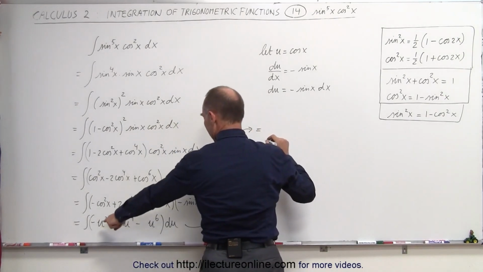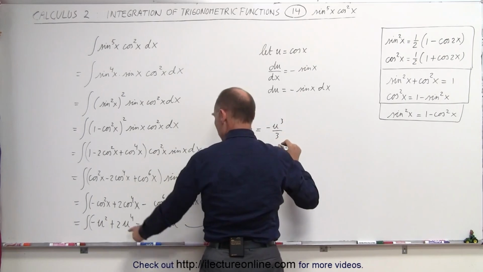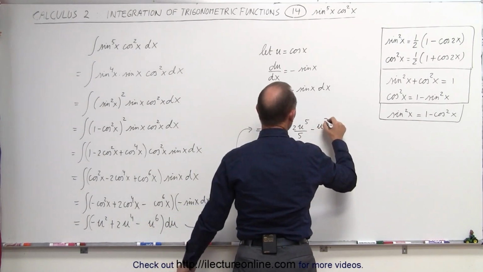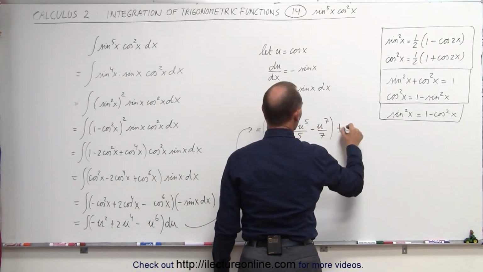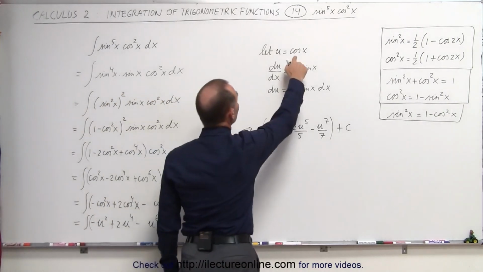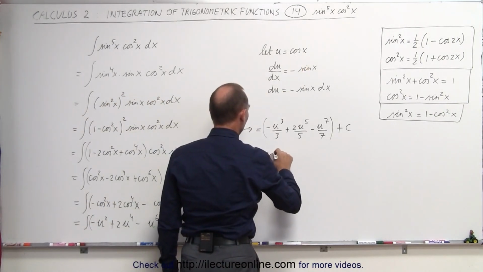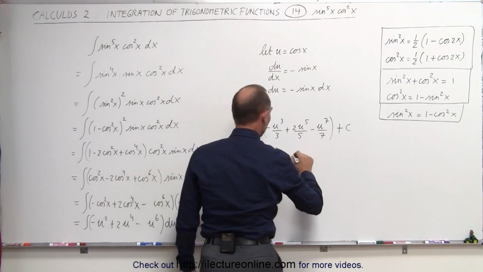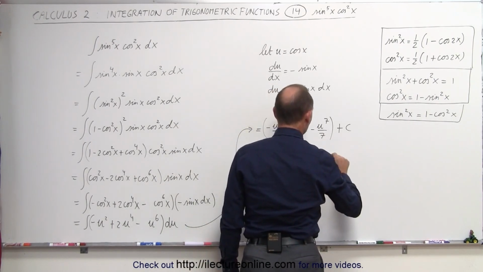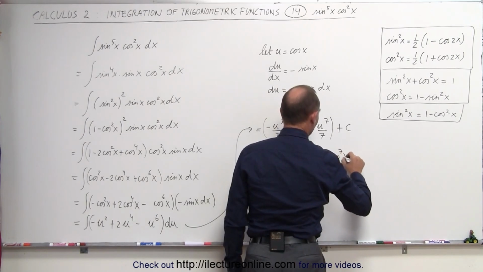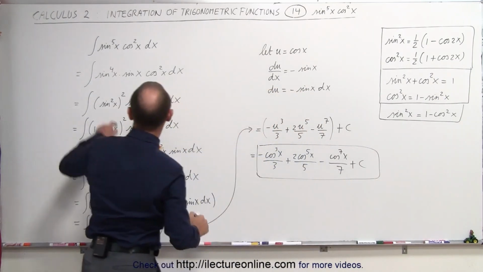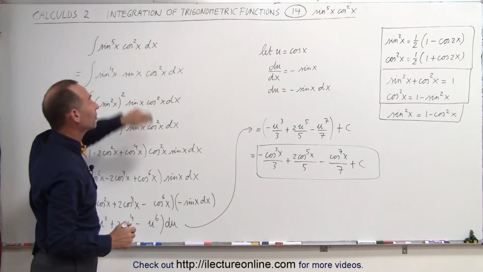This is equal to minus u cubed over 3 plus 2u to the 5th over 5 minus u to the 7th over 7 plus a constant of integration. Can't forget about that. Now we plug back in what u is equal to. Since u is equal to the cosine of x, this is equal to minus the cosine cube of x divided by 3 plus 2 times the cosine to the 5th of x over 5, minus the cosine to the 7th of x divided by 7 plus a constant of integration, and that would be the integral of the sine to the 5th of x times the cosine squared of x dx.